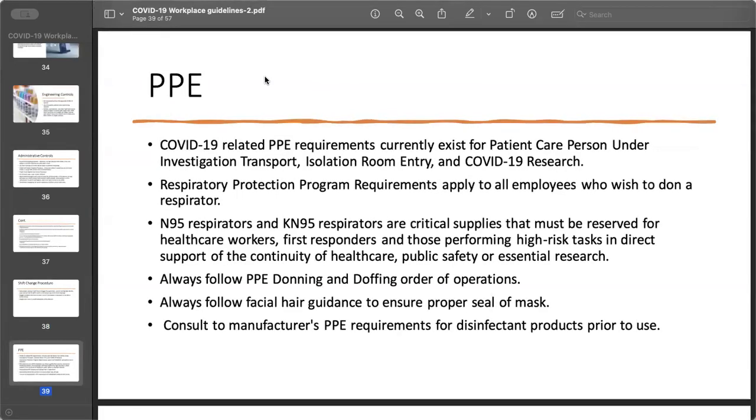PPE: COVID-19 related PPE requirements currently exist for patient care, persons under investigation, transport, isolation room entry, and COVID-19 research. Respirator protection program requirements apply to all employees who wish to don a respirator. N95 respirators and KN95 respirators are critical supplies that must be reserved for healthcare workers, first responders, and those performing high-risk tasks in direct support of the continuity of healthcare, public safety, or essential research. Always follow PPE donning and doffing order of operation. Always follow facial hair guidance to ensure proper seal of mask. Consult manufacturers' PPE requirements for disinfectant products prior to use.